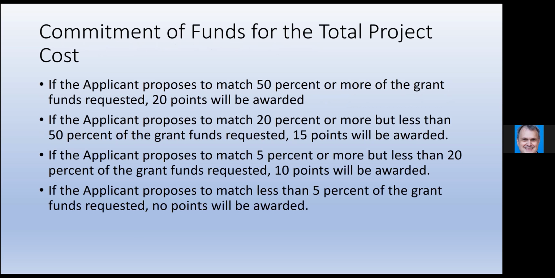Commitment of funds for the total project cost. If you match 50% or more of the grant funds requested, you get 20 points awarded, and so on and so forth. With less match, you get fewer points. And like I said, this is going to be a cash match, and so I guess this would be your own funds. The more you're putting in of your own money as opposed to getting a loan, the higher score you will get here.